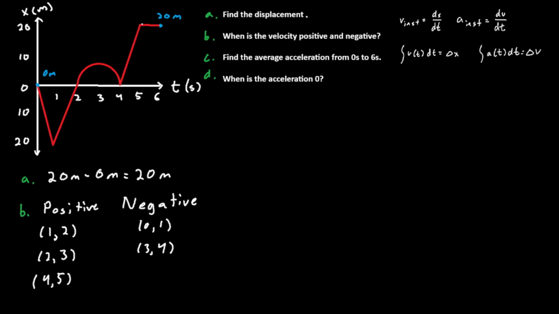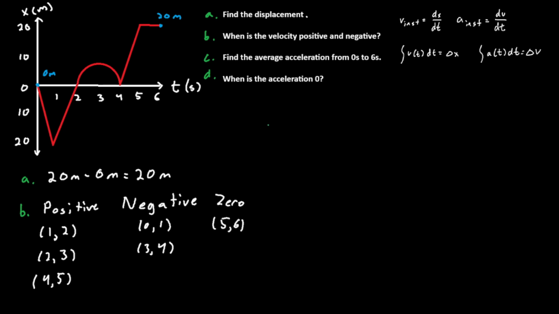And how about your velocity from 5 to 6? Well, your position quite literally stays the same. Therefore, your velocity is 0 from 5 to 6. I guess I can write 0 from 5 to 6.